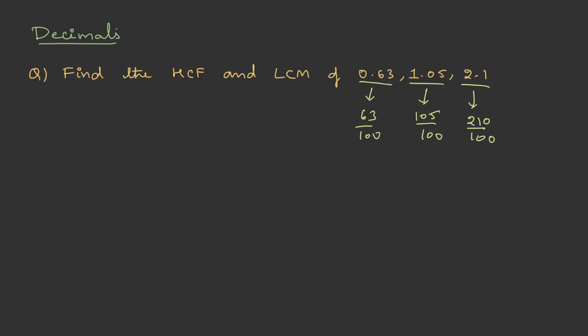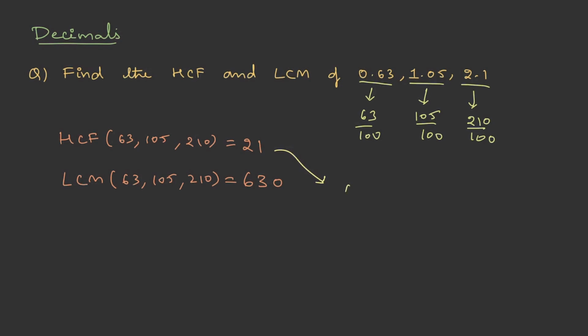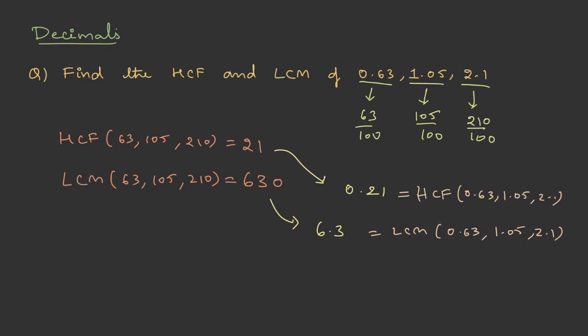Therefore, we can take the numerators and find the LCM and HCF. So let's find the HCF of 63, 105, 210. I'll not do the whole procedure, you try to do it. Let me write the direct answer. This is 21. And coming to the LCM, this is 630. But these numbers have denominator 100, so just divide them by 100. When we divide this by 100, it becomes 0.21 and this becomes 6.3. This is the HCF of 0.63, 1.05, 2.1, and this is the LCM of 0.63, 1.05 and 2.1. I hope you are able to make out.